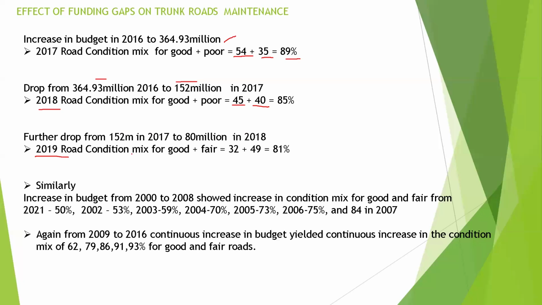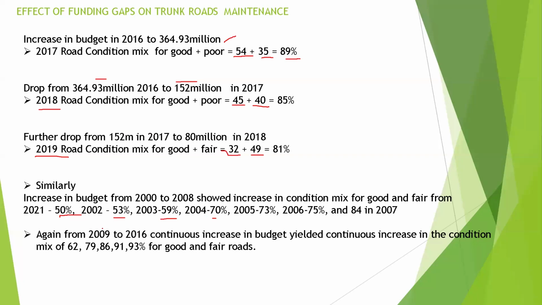Our 2019 road condition survey also revealed 32 good and 49 fair. When you add together, you get 81% of our network being motorable. So it shows that there's a trend. Similarly, the increase in budget from 2000 to 2008 also showed an increase in the condition survey, with good and fair together going from 50 to 53 to 59 to 70 in that order.